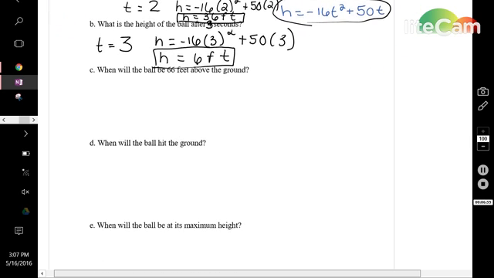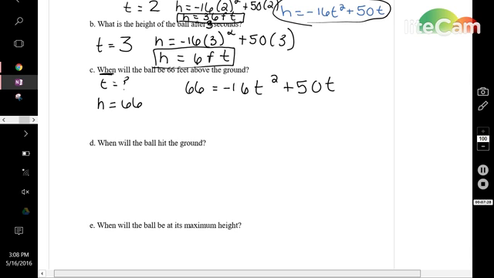So now it's asking when the ball will be 66 feet above the ground. So now I'm looking for t. The key word is when. When will it happen? The ending height, or the height we want to know, is 66 feet. So now we're going to use the same equation and plug in 66 for h and nothing for t because we don't know what t is.